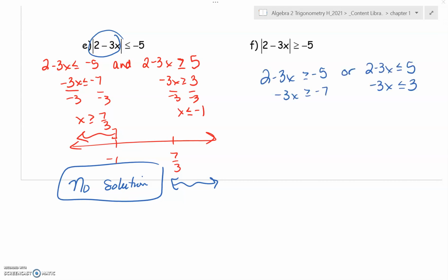Okay, so I went ahead and got started. I realized it's a greater than, so that's an or. And I had my 2 statements, 2 minus 3x greater than or equal to negative 5, or 2 minus 3x less than or equal to 5. Now I subtracted 2, and again, I hope I did it correctly this time. Got it. Okay, so now we're going to divide by negative 3. Again, don't forget to flip the arrow.